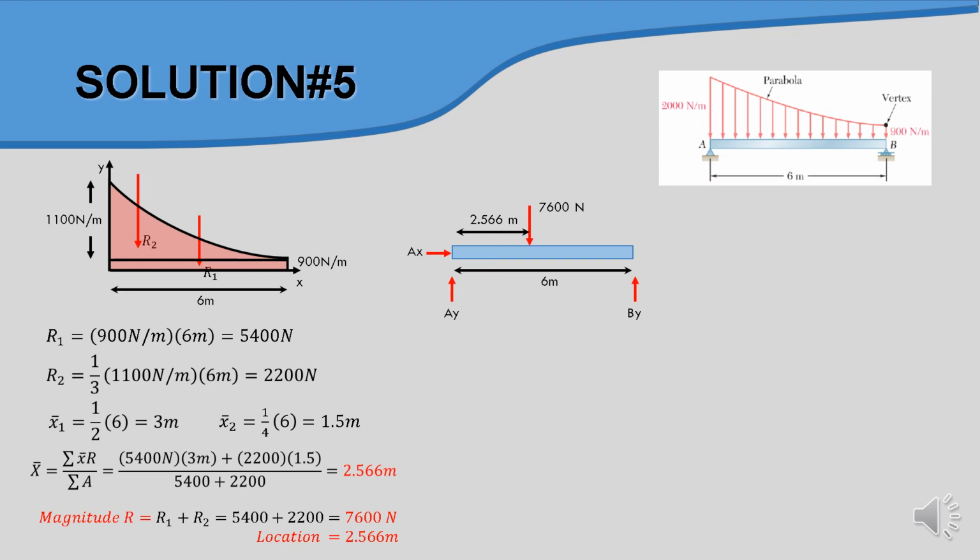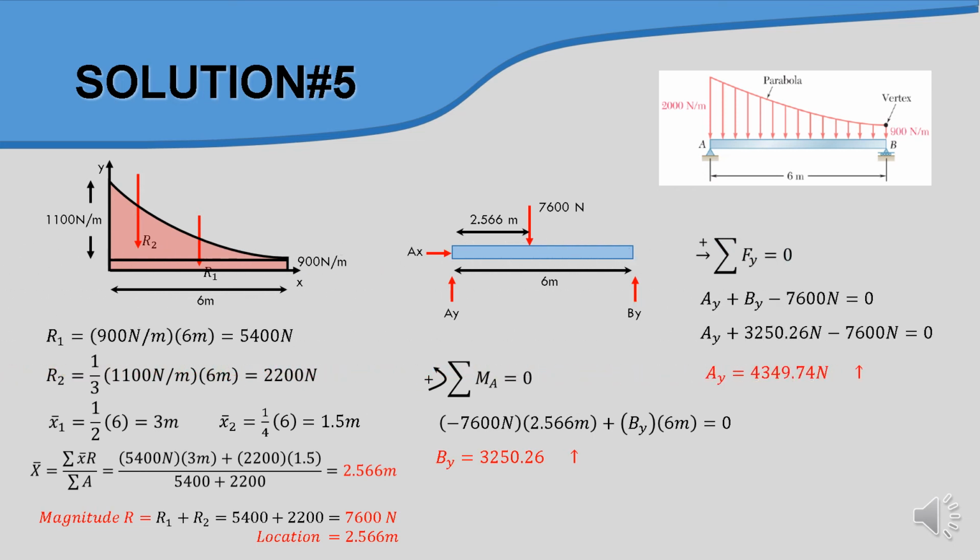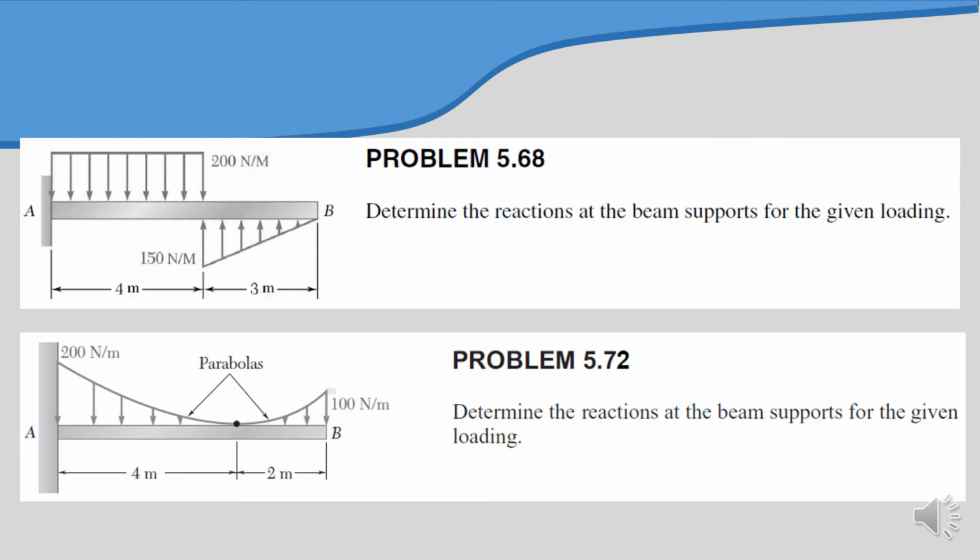If you are not really familiar with solving this problem, it's better for you to draw a table first, get the value of x bar, and then we proceed to get the reaction force, and we get the value of By, and also we get the value of Ay. So the value of Ax is equal to 0. And then there are two problems with different distributed loads. Please try to solve these problems.